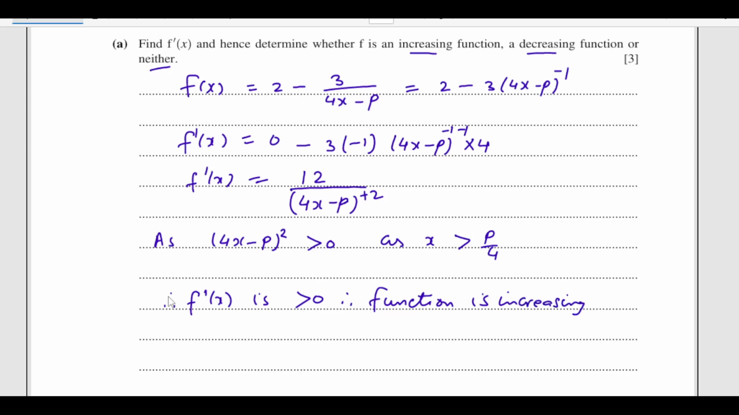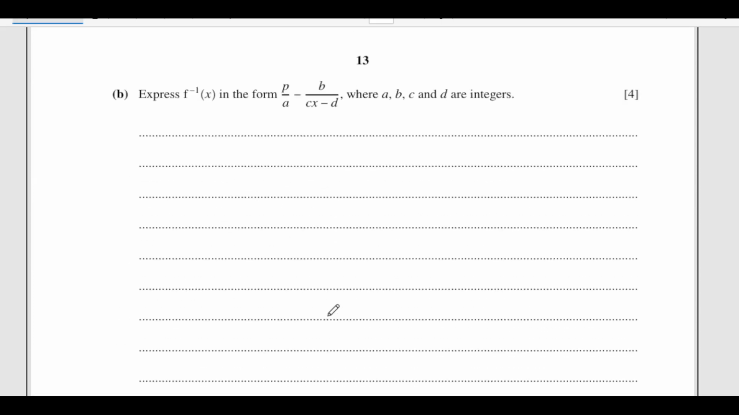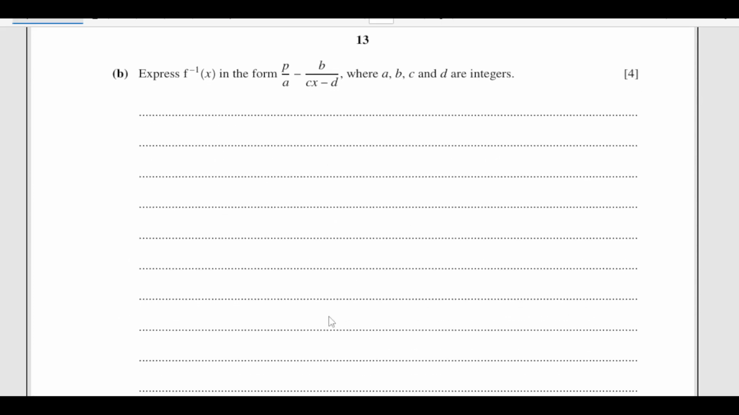Is an increasing function, right? So let me remind you, a function is always increasing if f dash x is greater than 0, that is positive, and it's decreasing if it is less than 0, that is negative, right? Now next part, let's see, express f inverse x in the form of this.